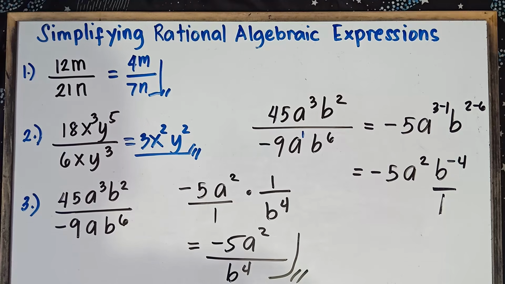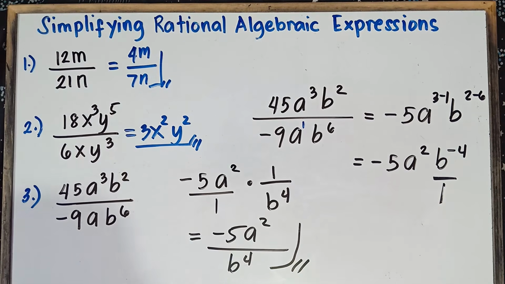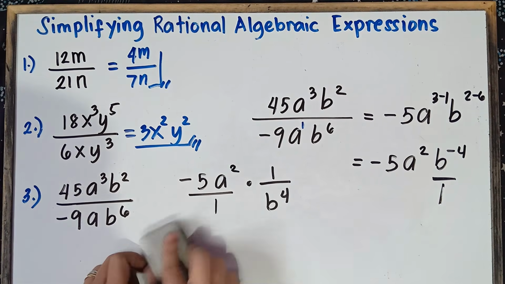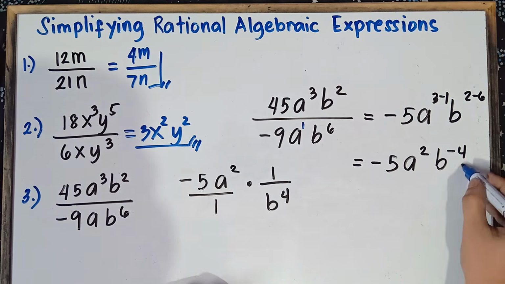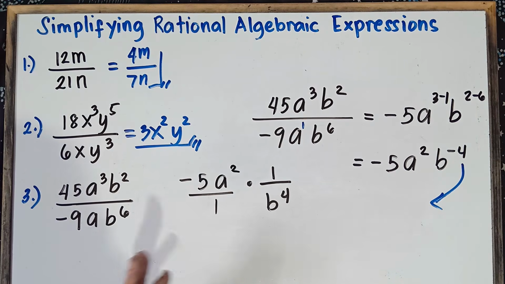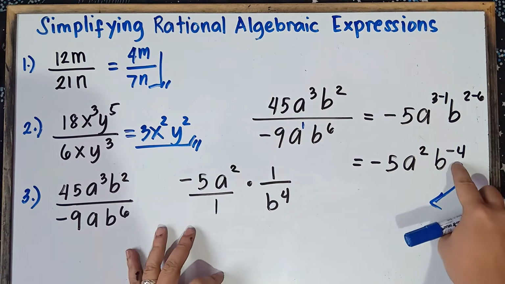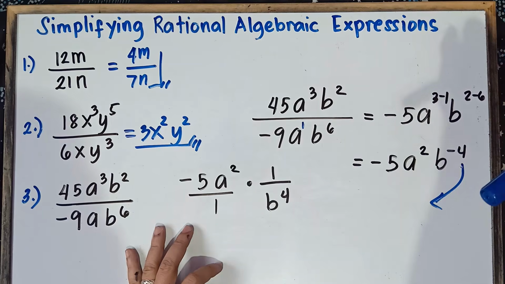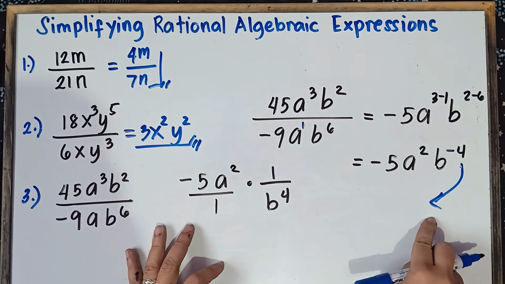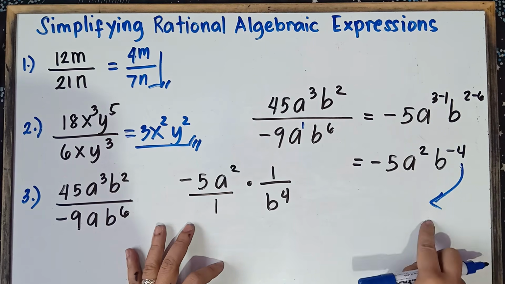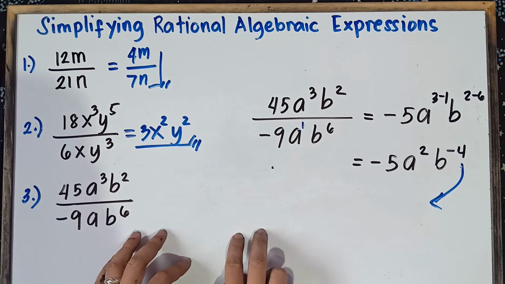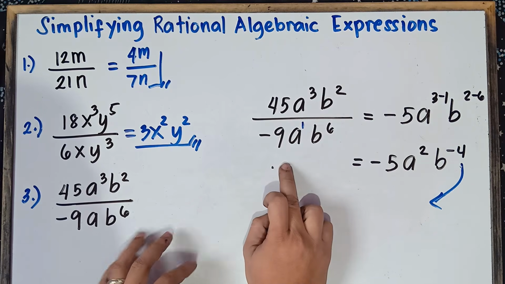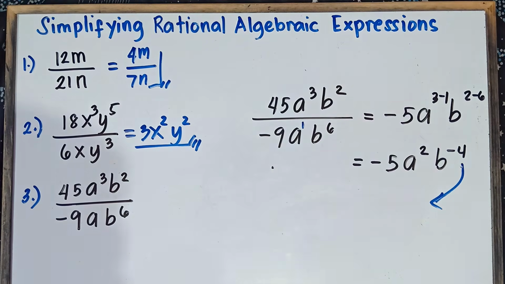But once again, class, it will take time. Just remember this one, class. If you have a negative exponent on the numerator, simply put this one on the denominator and the exponent will be positive. Simple as that, class. Now, if you have a negative exponent on the denominator, put that one on the numerator and the exponent will be positive. Let me give you an example, class.